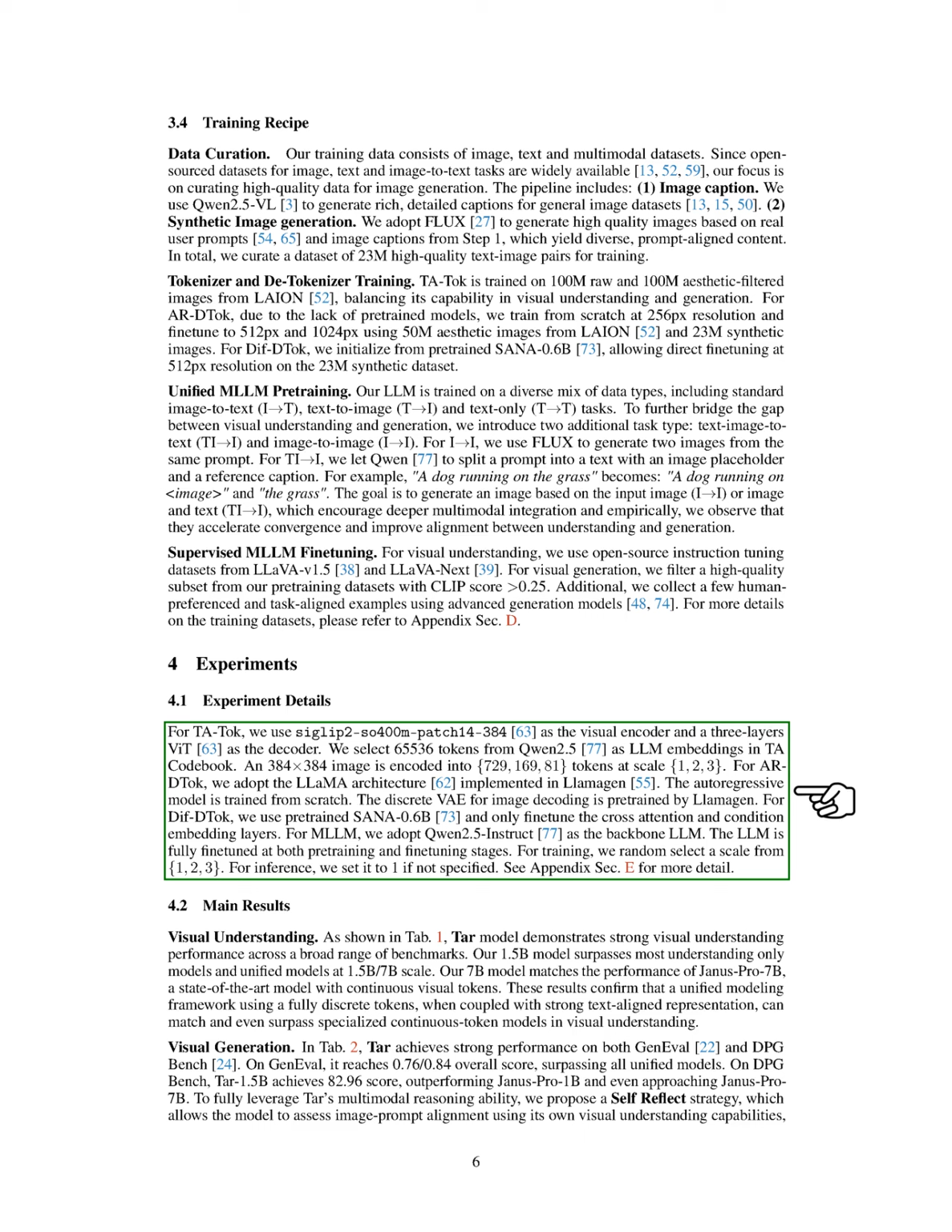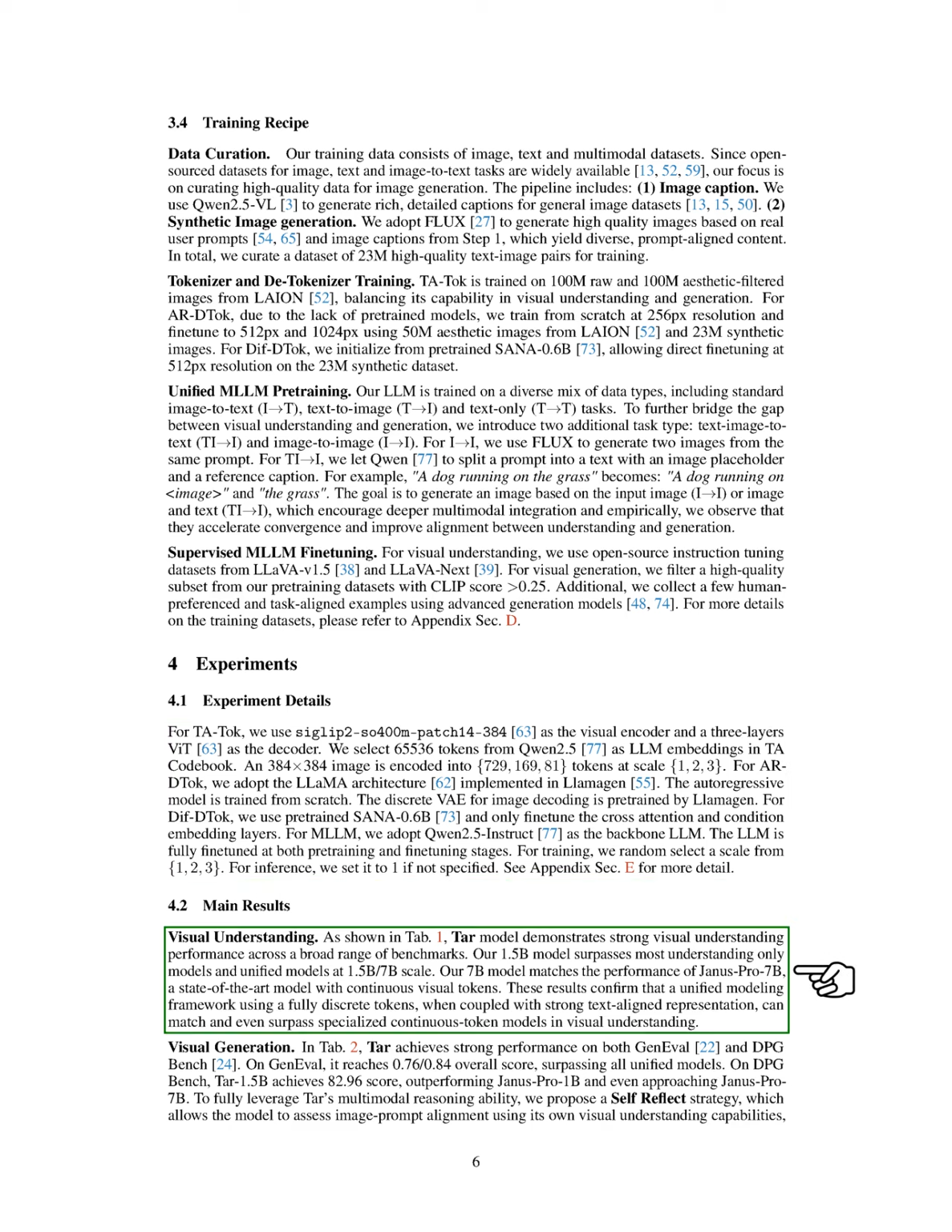For AR DTok, we implement the Llama architecture and train the autoregressive model from the ground up, while the discrete VAE for image decoding is pre-trained. In Diff DTok, we fine-tune specific layers of a pre-trained model. For MLLM, we use Qwen 2.5 Instruct as our main LLM, fully fine-tuning it during both pre-training and fine-tuning stages. During training, we randomly select a scale, and for inference, we default to a scale of 1 unless stated otherwise.